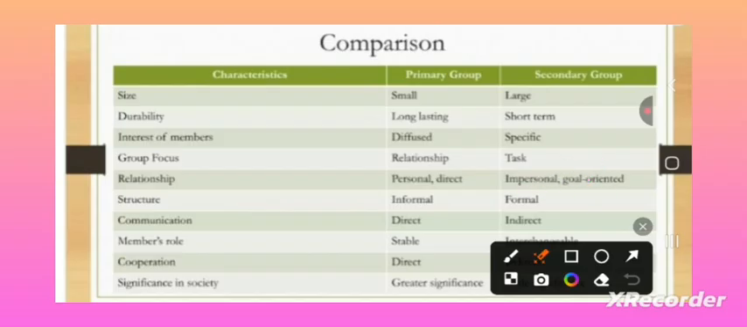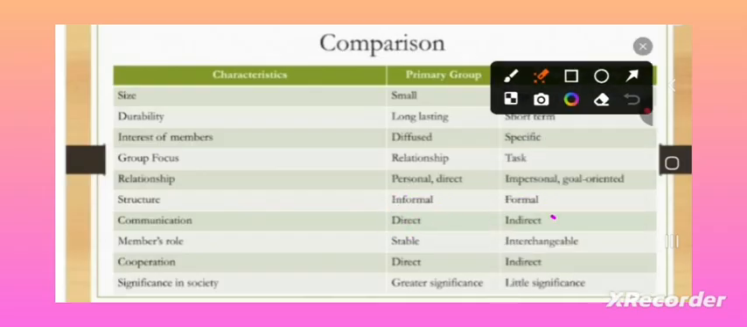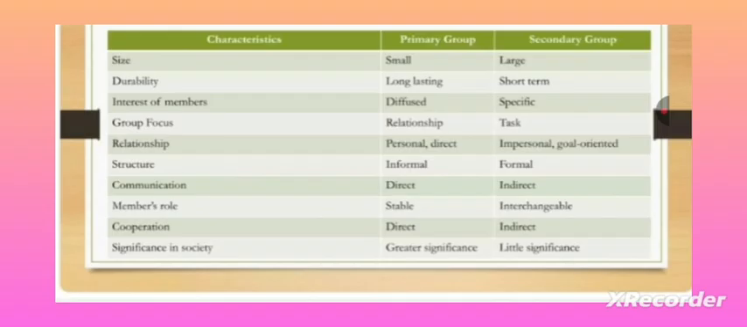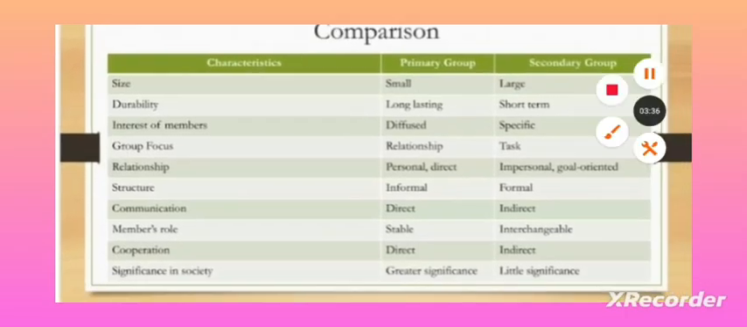Structure: informal; formal. Communication: direct; indirect. Members' role: stable; interchangeable. Cooperation: direct; indirect. Significance in society: primary group has greater significance; secondary group has little significance.